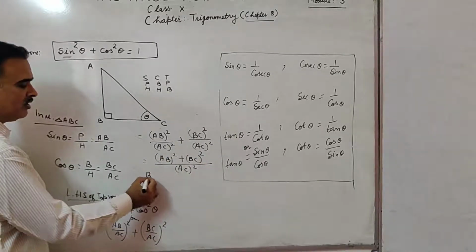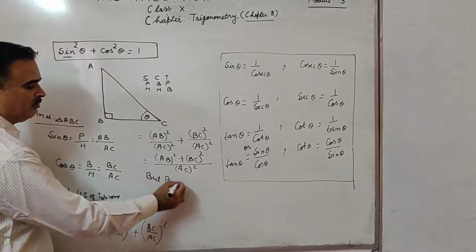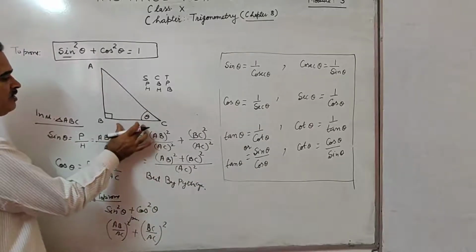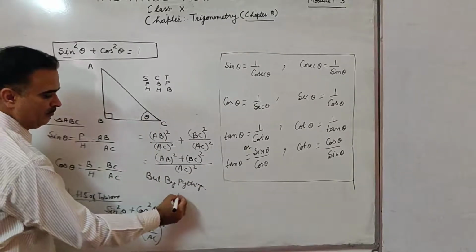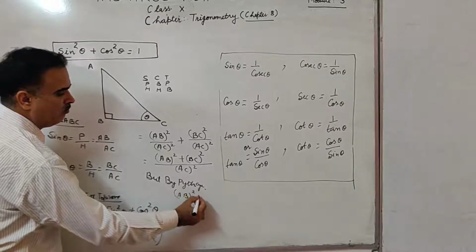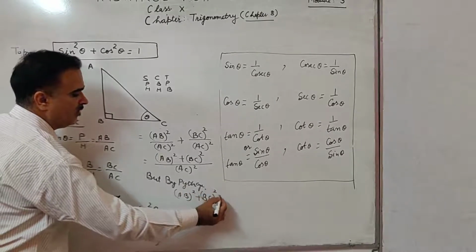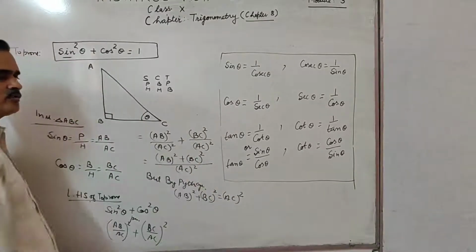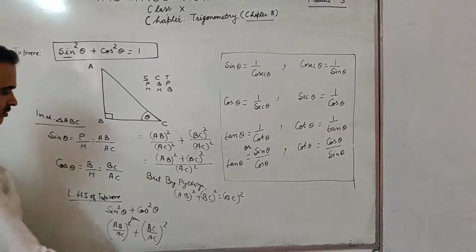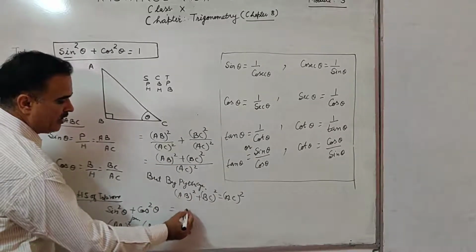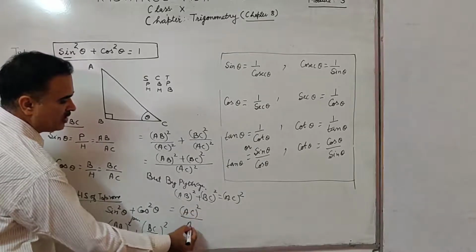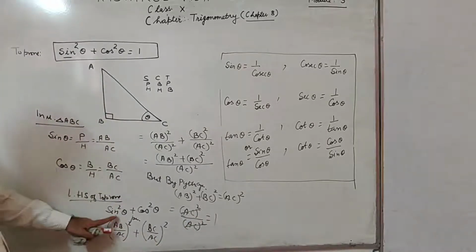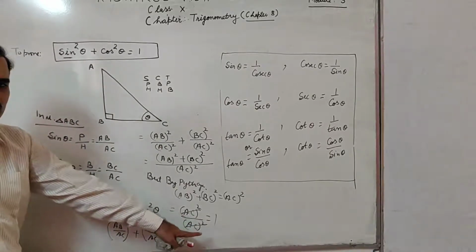But by Pythagoras theorem, you know my children, AB square plus BC square equal to AC square. So in place of AB square plus BC square, we can write AC square. So this equals AC square upon AC square. This cancels, this is 1. So sine square theta plus cos square theta equal to 1.